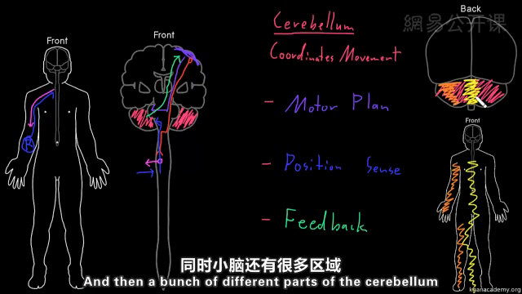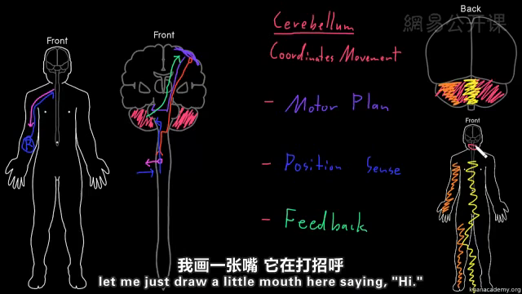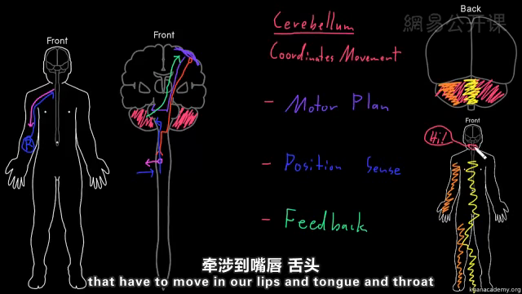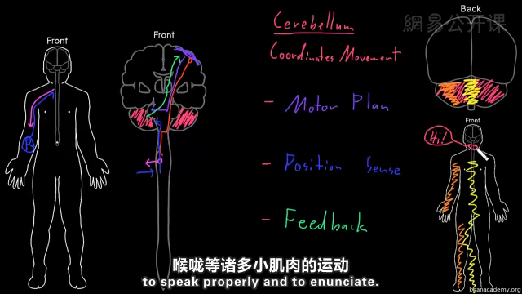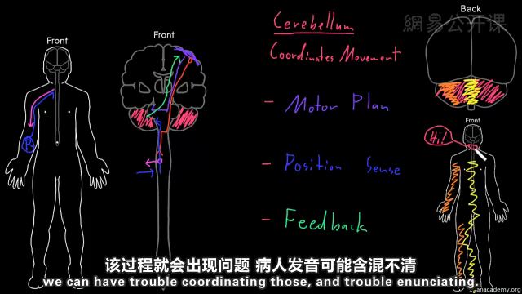And then a bunch of different parts of the cerebellum coordinate movements involved in speech. Let me just draw a little mouth here saying hi, because we actually have lots of little muscles that have to move in our lips and tongue and throat to speak properly and to enunciate. And if the cerebellum isn't functioning properly, we can have trouble coordinating those and trouble enunciating.